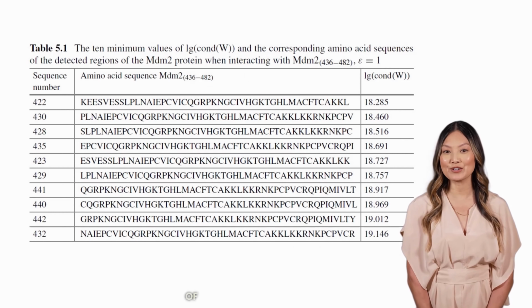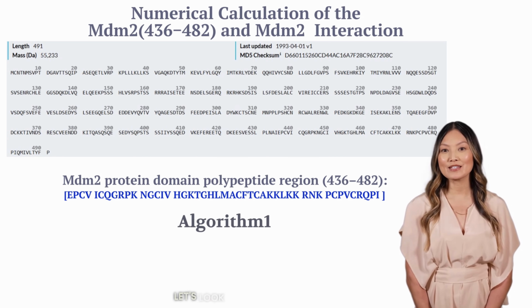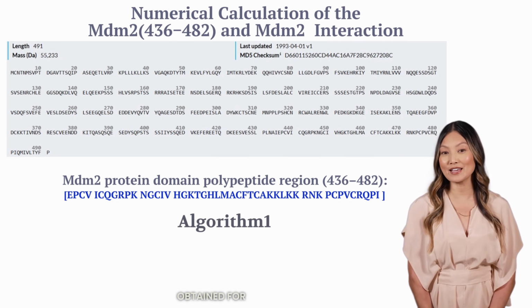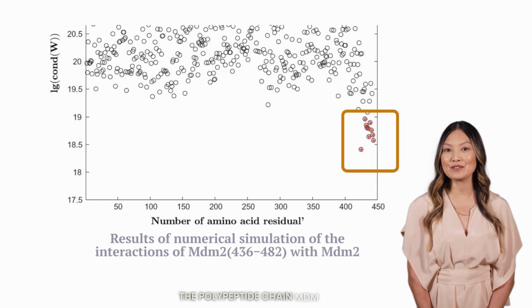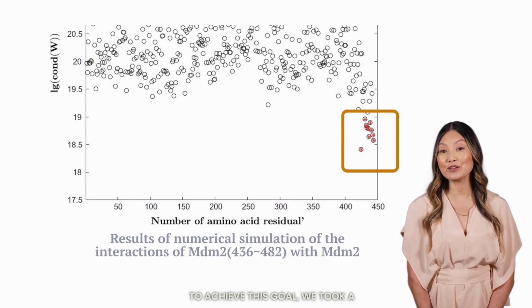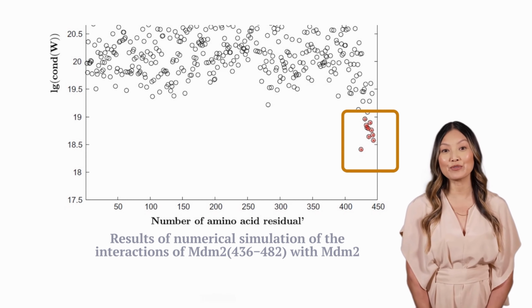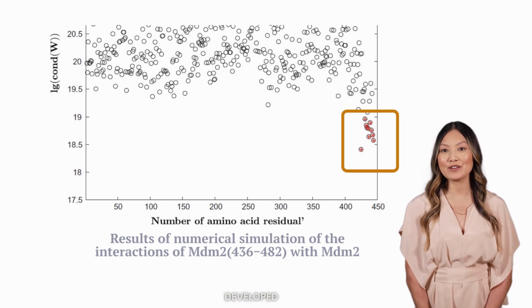Numerical calculation of the interaction of Mdm2 436 to 482 and Mdm2. Let's look at the calculation results obtained for the Mdm2 dimer. A search was carried out for the polypeptide chain of Mdm2 most inclined to form a complex with the Mdm2 protein ring domain. To achieve this goal, we took the Mdm2 protein domain polypeptide region 436 to 482 and numerically calculated its interaction with the Mdm2 protein according to algorithm 1 developed earlier.